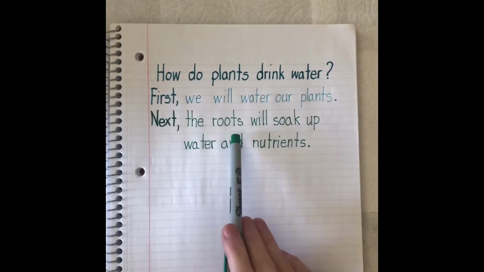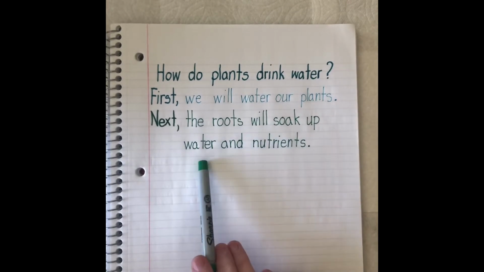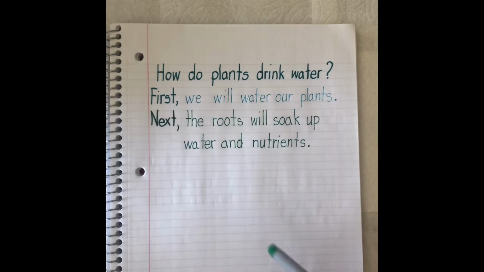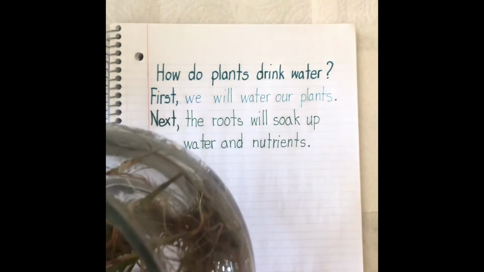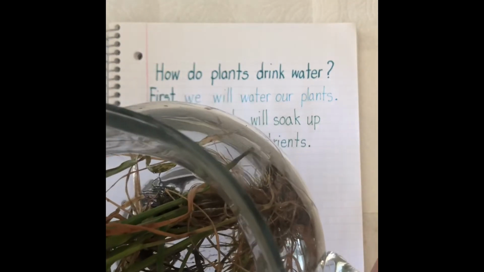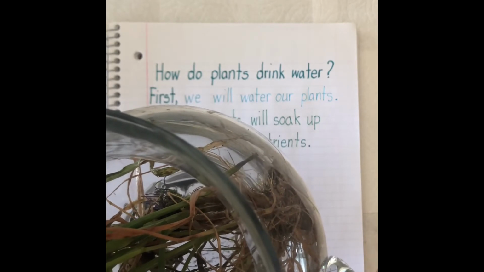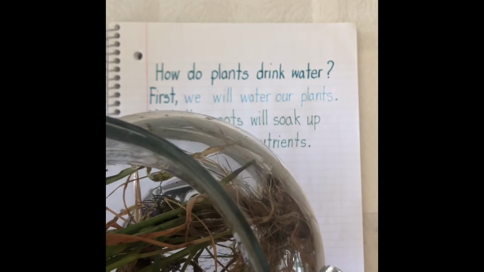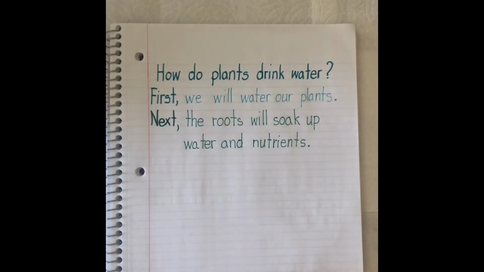Next, the roots will soak up water and nutrients. So if the plant is growing in the soil and I water the plant, the roots will soak up the water and the nutrients. This plant that's in my vase, the roots are soaking up the water. I still can't imagine it happen.